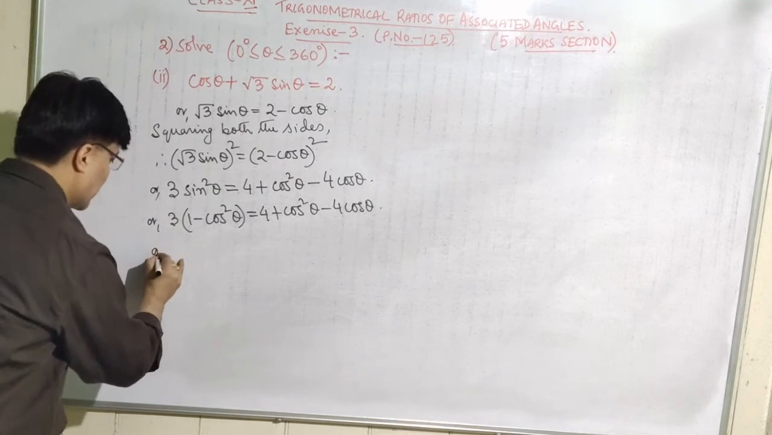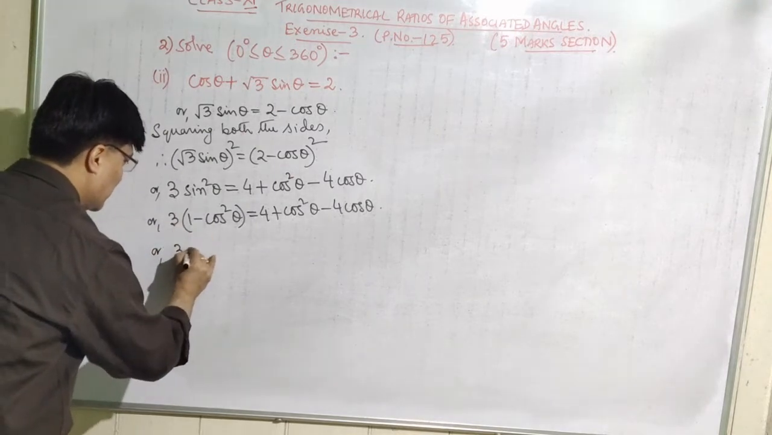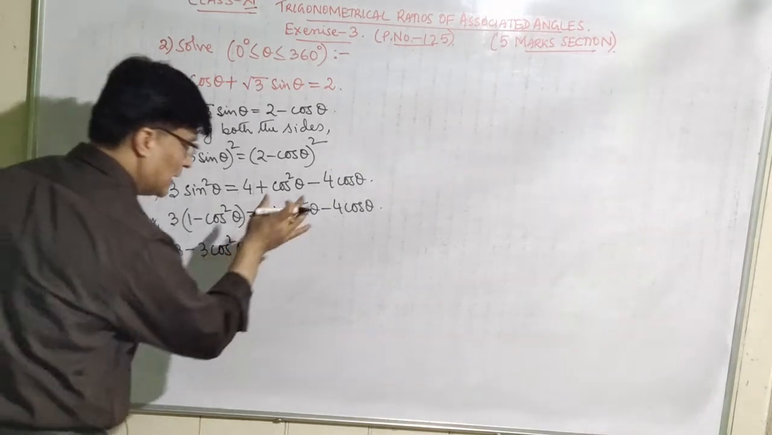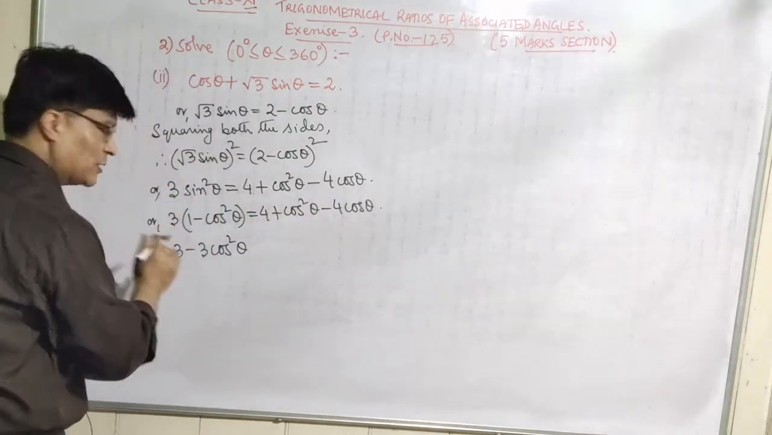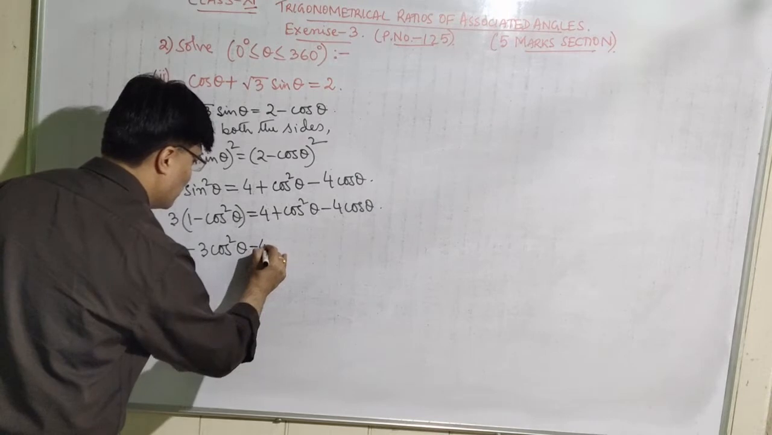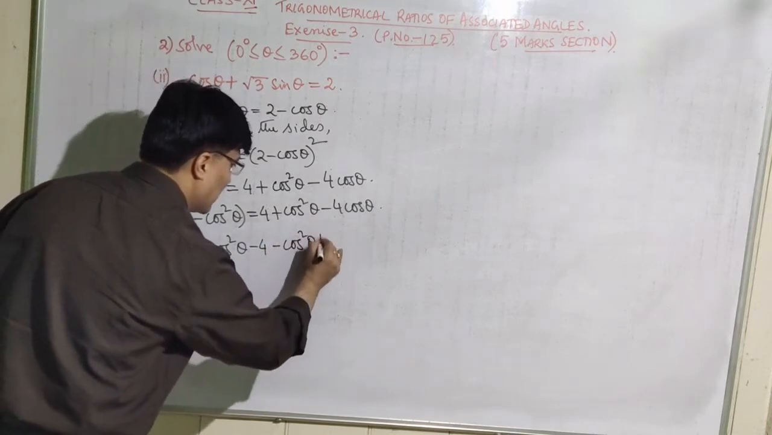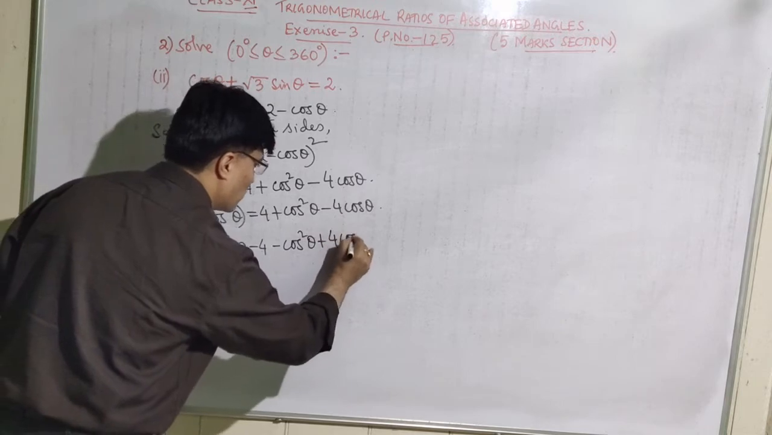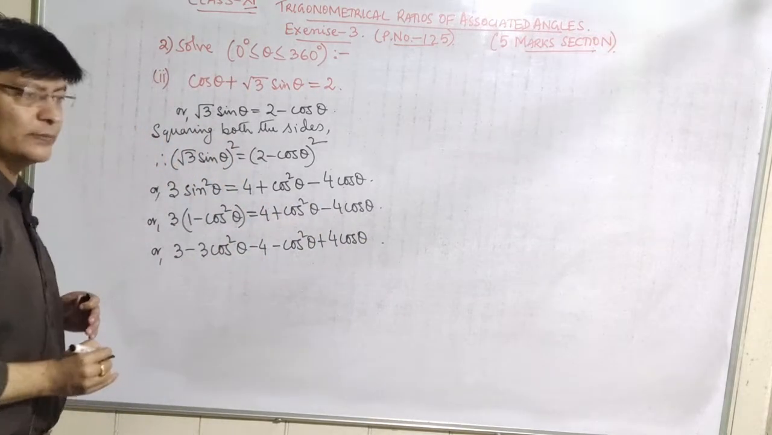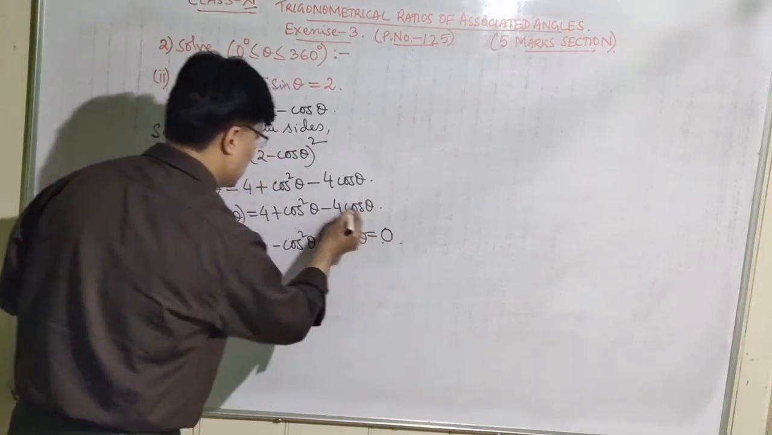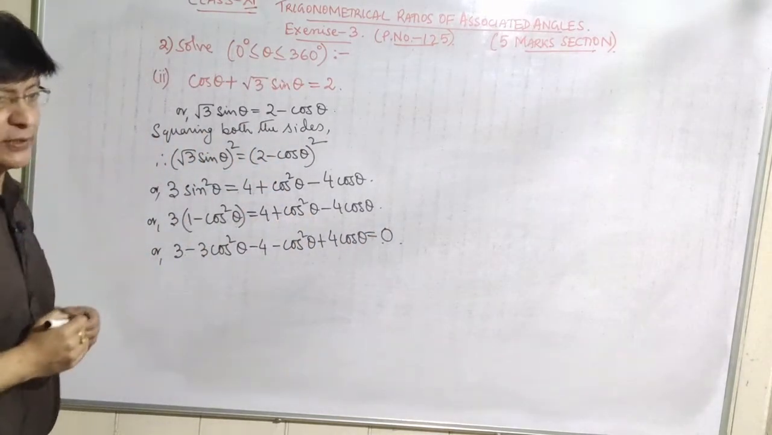Okay, so you can multiply it. 3 ones are 3, minus 3 cos square theta. Let us take all these terms to the left hand side. So it is minus 4, this is minus cos square theta, and this is plus 4 cos theta. Is that clear? Which is equal to 0. That is, all the terms are taken to the left hand side.